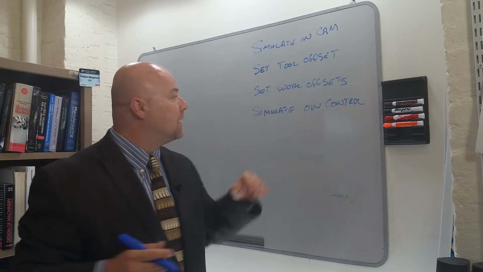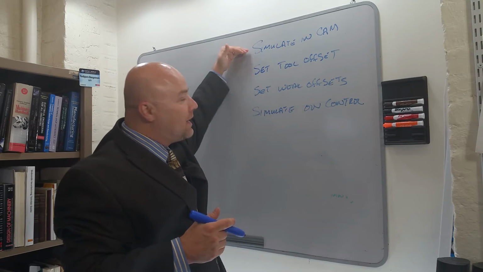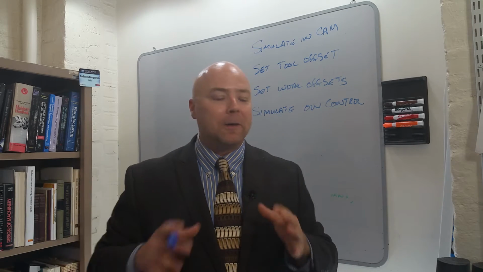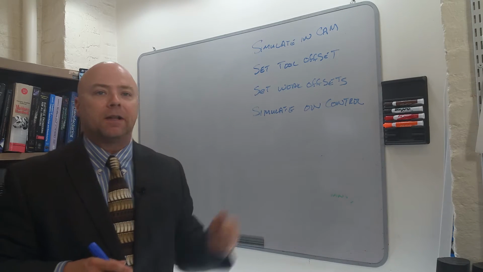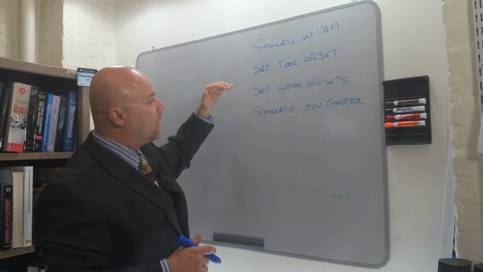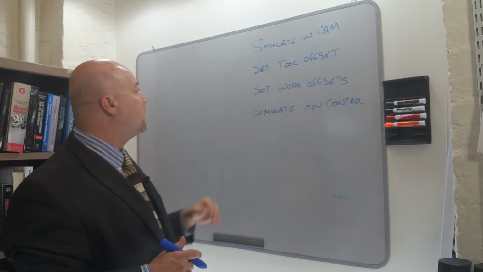The other thing it does is if this simulation doesn't look like this simulation, it's not the same program. So if they look completely different, then you've loaded the wrong program or you've selected the wrong program, so you got to step back and check on that. So simulate in CAM, set the tool offsets, set the work offsets, simulate on the controller.